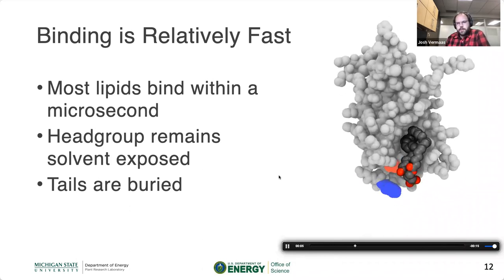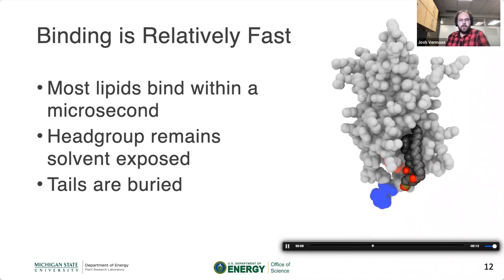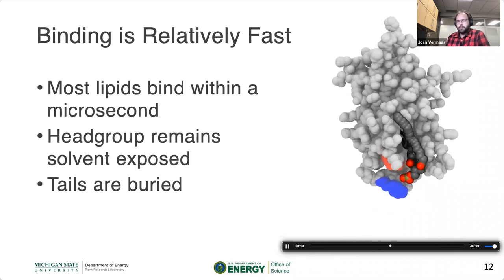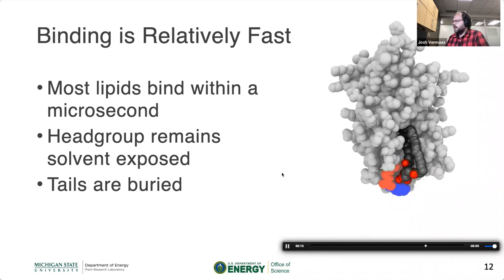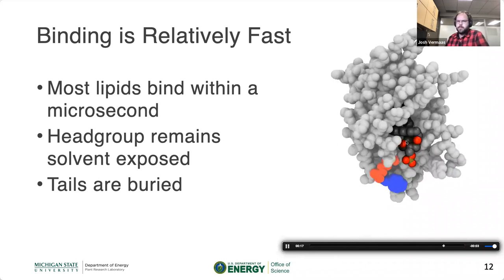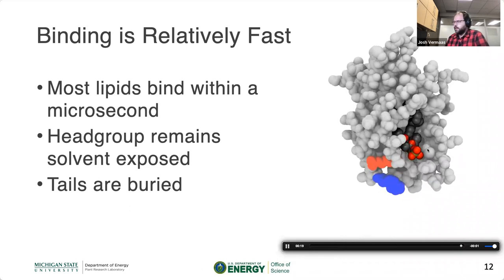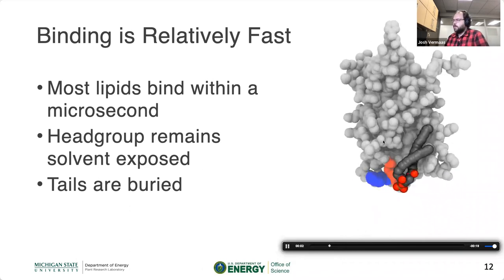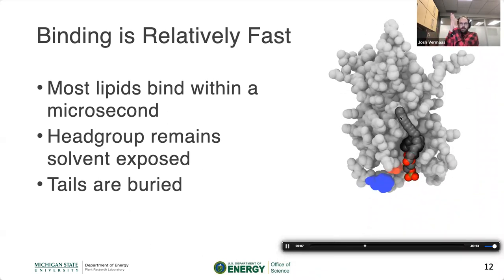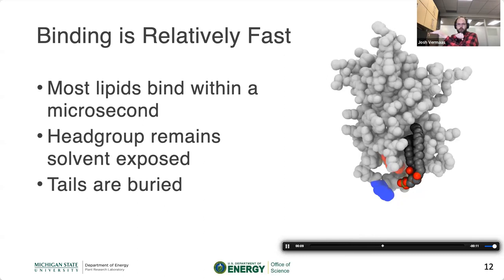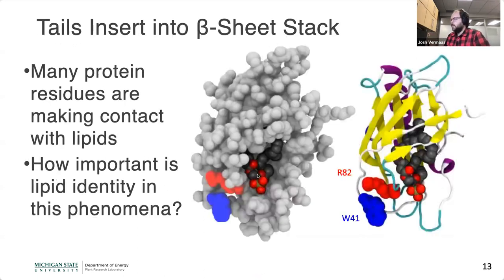We were really stunned when we saw this because that was not what we expected. The prior published literature just made a guess and said, oh yeah, that phosphatidic acid probably goes into the middle of the protein somehow and the lipid tails are stuck on the outside. But that actually seems to be the opposite of what happened here, where the lipid tails somehow end up in the middle and the phosphatidic acid head group is still facing to the outside. And what they'll do is they'll insert into this stack of beta sheets that's inside the protein structure.